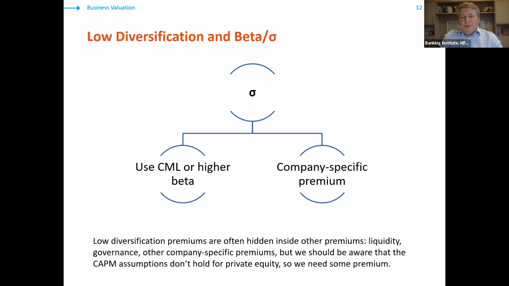And by the way, what do you think? What would be the discount rate for your valuation of a private company? Okay, I'll answer that later.